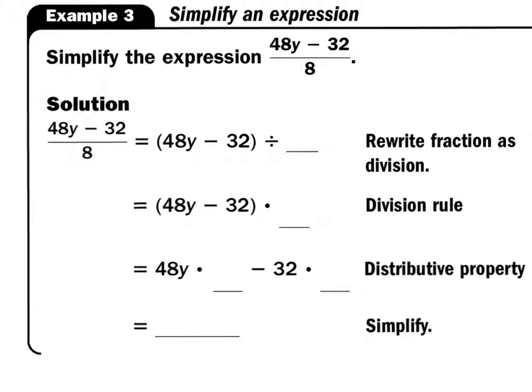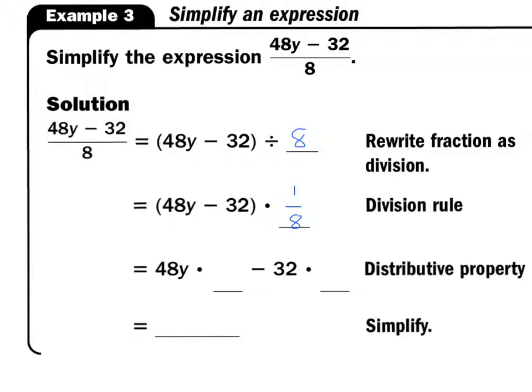To do a question like example 3, I'm going to show you two different methods of working this problem out. The first way is to take this division problem, 48y minus 32, divided by 8, and change it into a multiplication problem where we can then utilize the distributive property to help us simplify the problem. So I'm going to write it first as a division problem. I'm going to change that into a multiplication problem. That's the same thing as multiplying by 1 over 8.